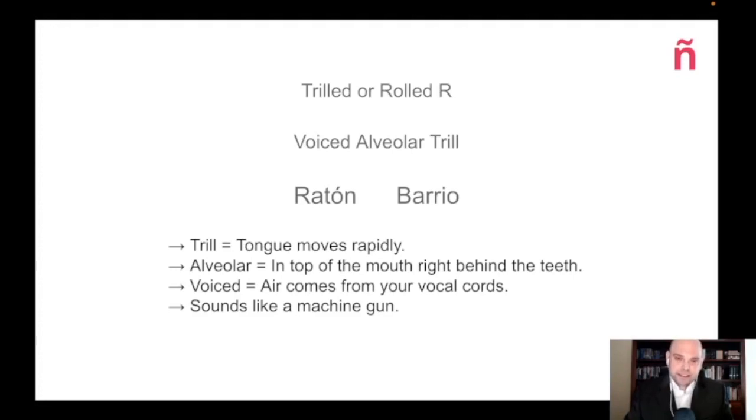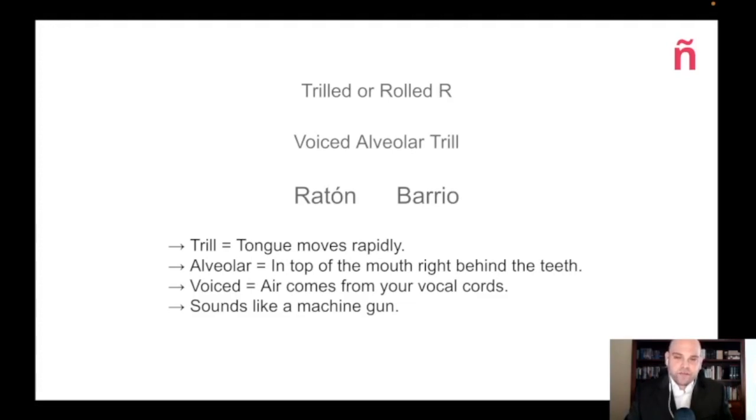Now, this is the second type. The second type of R sound is technically called trilled or rolled R. The technical name is voiced alveolar trill. And we can find it in words like ratón. I was going to pronounce it in English. Okay, so ratón or barrio. There are these two situations.